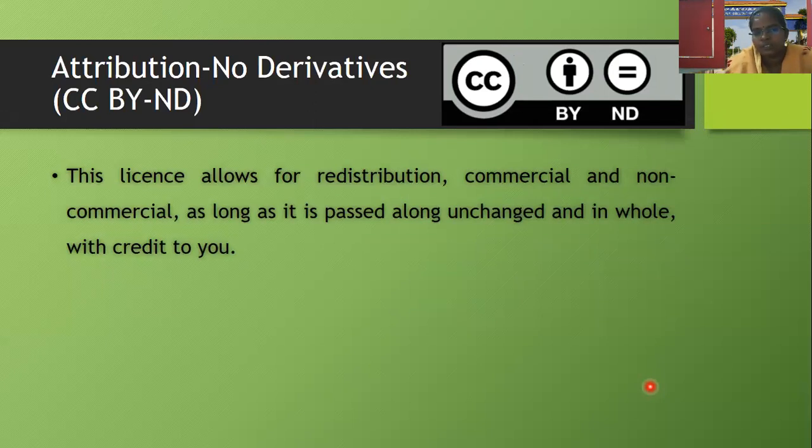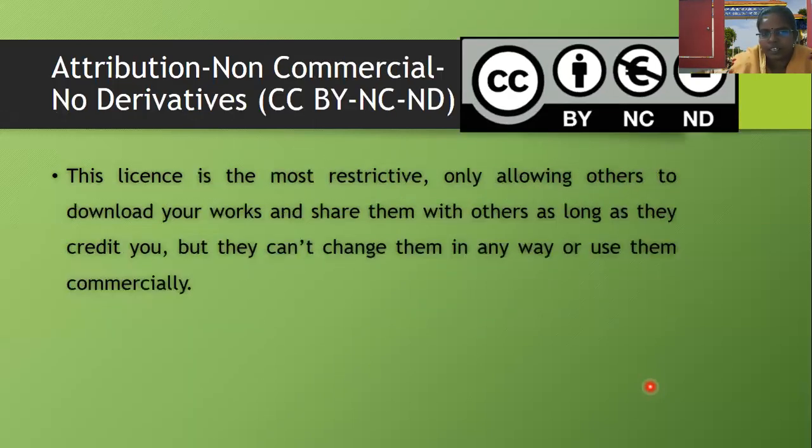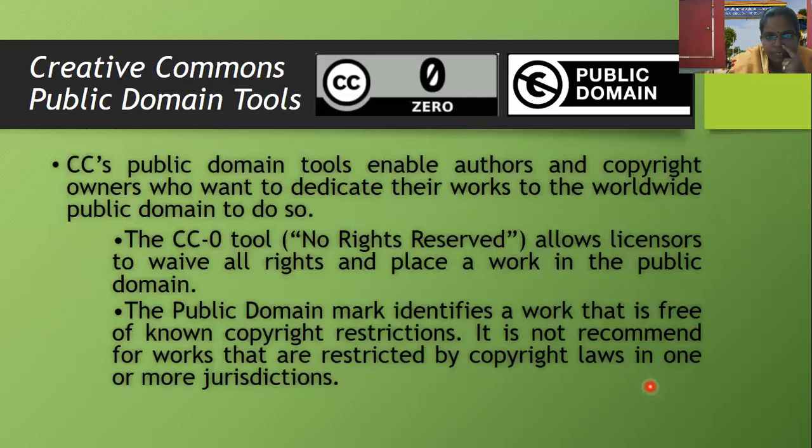So these are the 6 types of Creative Commons licenses. The last type is attribution non-commercial non-derivatives. This license is the most restrictive, only allowing others to download your works and share them with others as long as they credit you, but they cannot change them in any way or use them commercially.